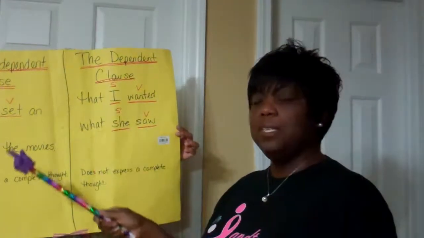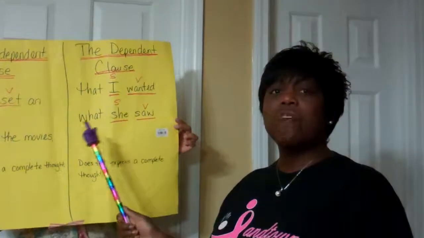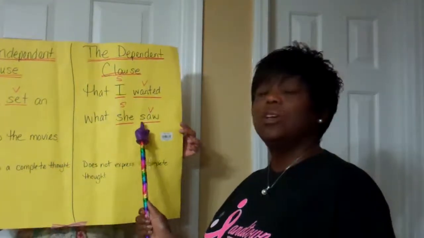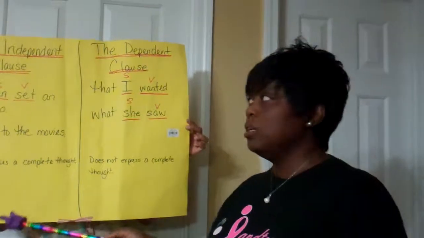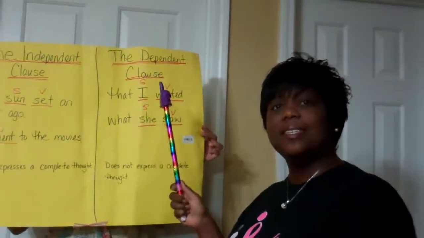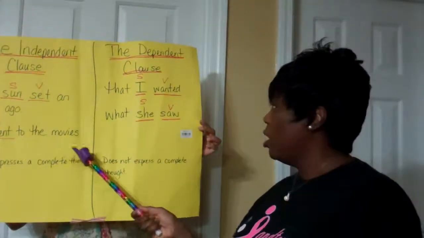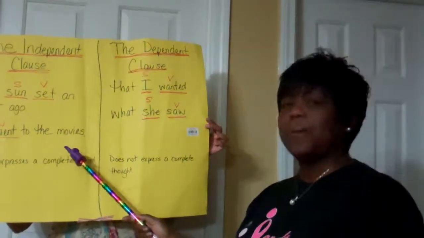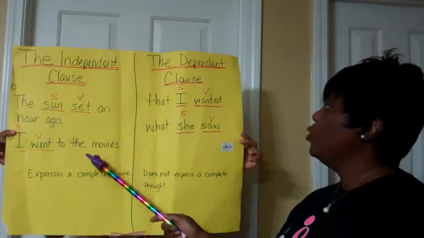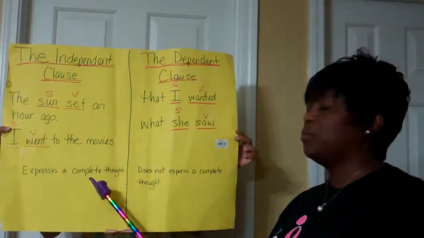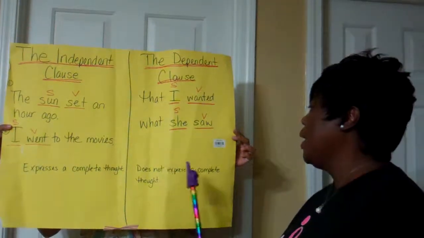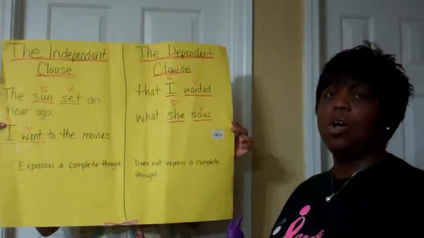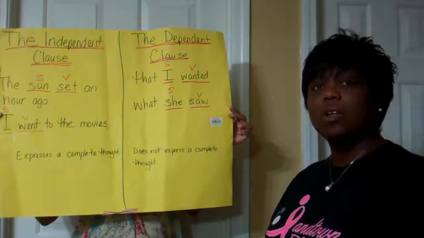So let me sum up. We know that when we're writing sentences, we use clauses. We sometimes use the dependent clause with an independent clause, or we just use an independent clause by itself. So we know there are differences. One expresses a complete thought while one does not express a complete thought. And this ends our simple mini lesson on clauses.